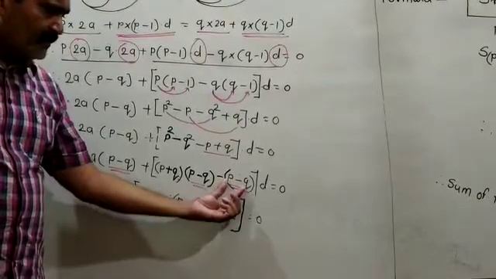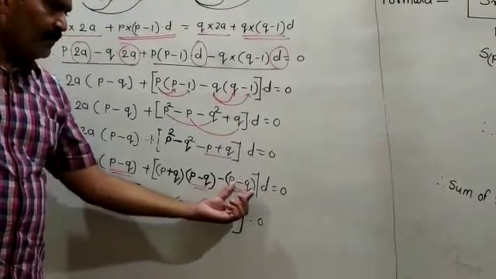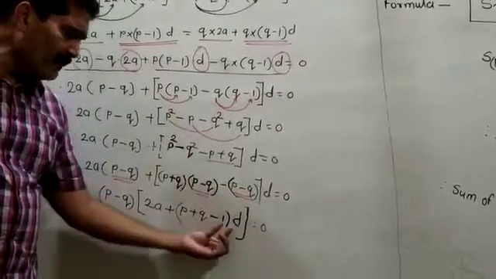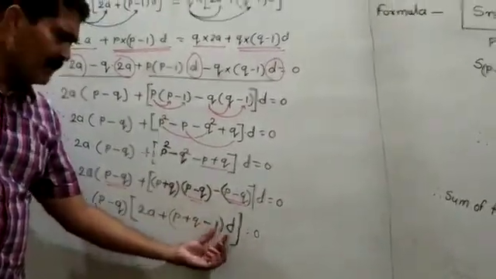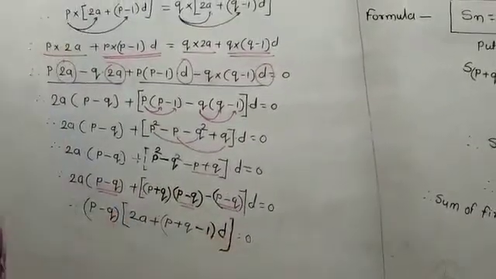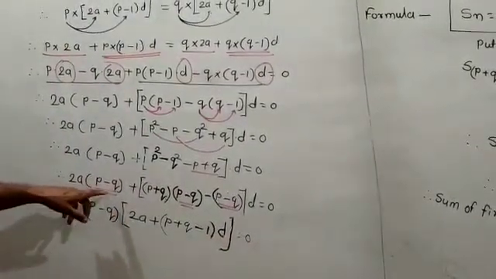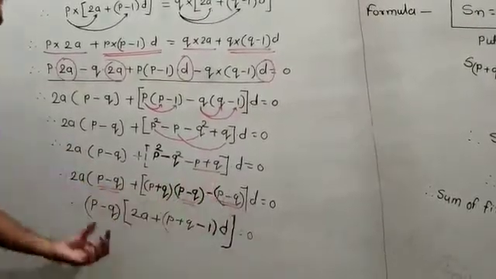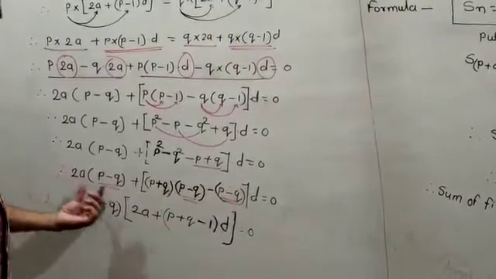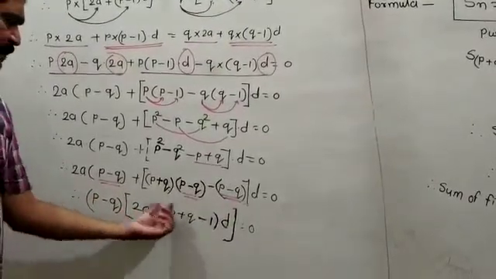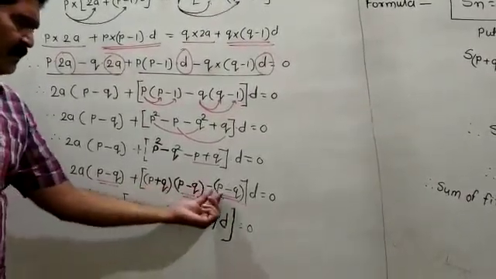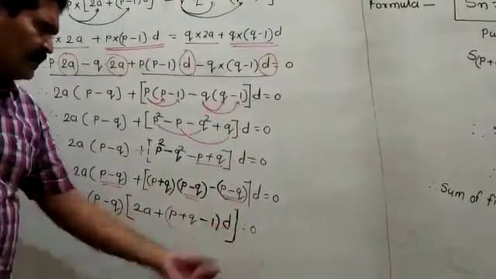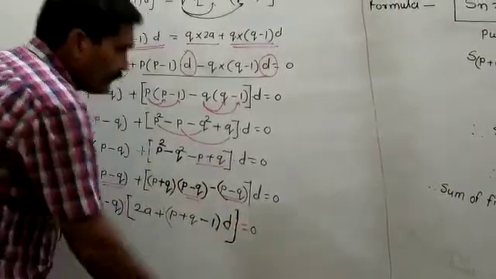And p minus q, if you take out common, p minus q will go outside, so what remains? 1 will remain. That's why you have to write minus 1 here. Bracket complete into d is equal to 0. Means for this step you have to take out p minus q common between this and this term. At that time this becomes 2a plus p plus q as it is. When you take out p minus q common, 1 remains here, minus 1 remains here, into d is equal to 0.